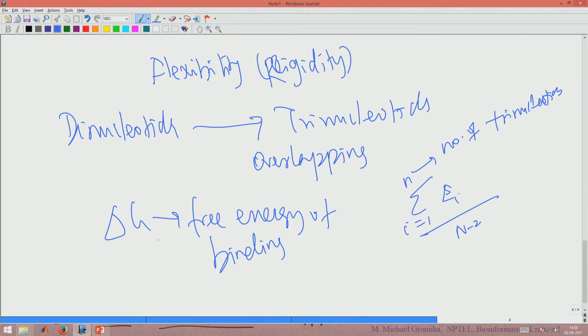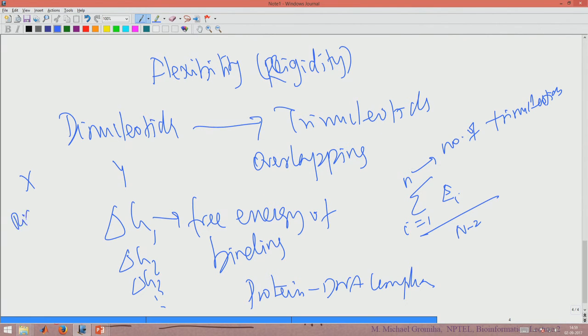So, for example, here delta G 1, delta G 2, delta G 3 for different protein-DNA complexes. This is Y, and you have the X different parameters, for example rigidity or any types of energies. You can compute these from the sequence. This is the delta G, which we know experimentally; this is experimental.